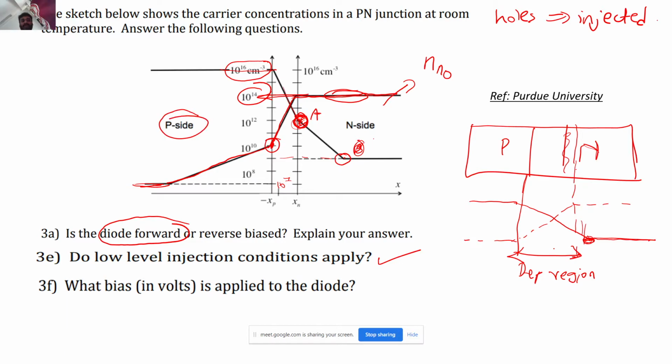Now from the P side, the holes will start diffusing from here. And why are they diffusing? Because there exists a concentration gradient, because the concentration of holes is less on the inside, correct? So they will start diffusing. Their concentration will keep on decreasing until we reach this point number A, correct? What is this point number A? This point number A is as if we are injecting some fresh carriers from point A into the N side.